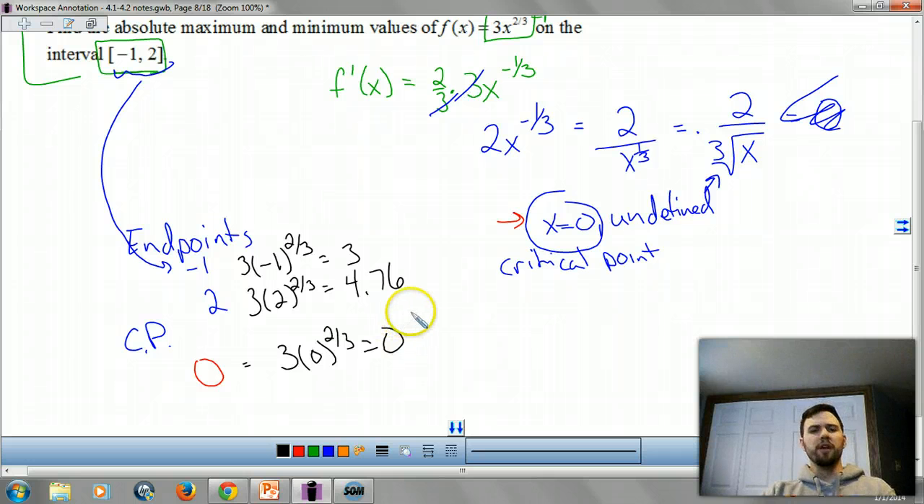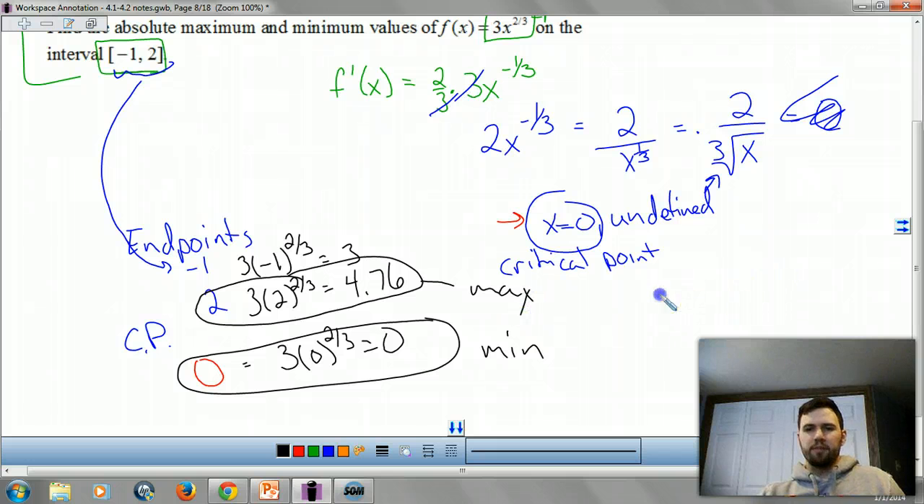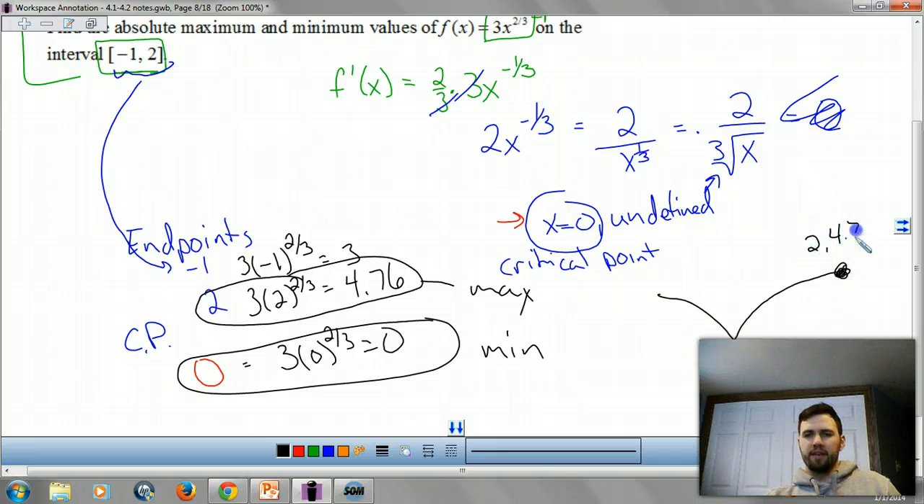And it equals 0. So I can conclude that this is my min. And since this is the biggest, this will be my max. If you look at the picture, it kind of looks like this. Okay, so it makes sense that here's my max at 4.76. And here's my min at 0, 0. Okay?